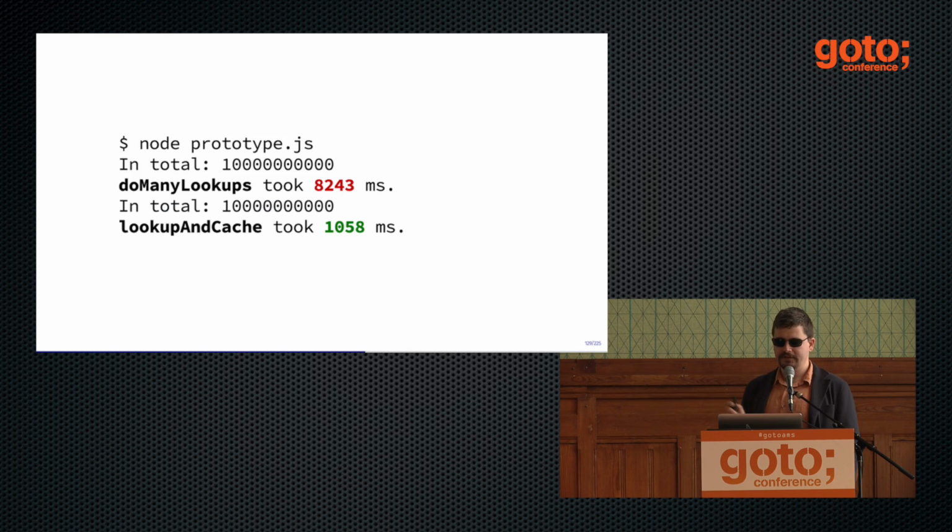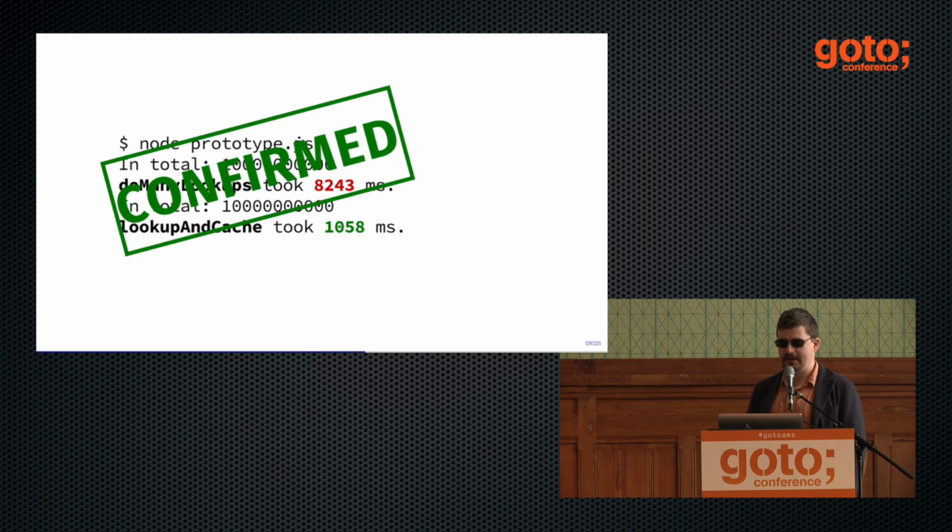And you measure it, and you discover that indeed, if you look up the property on the prototype many times, it's 8 times slower than just looking it up once and caching the result. And you write a blog post. This is literally taken from a blog post, which says, don't use prototype chains. They are slow, with a big stamp on it.